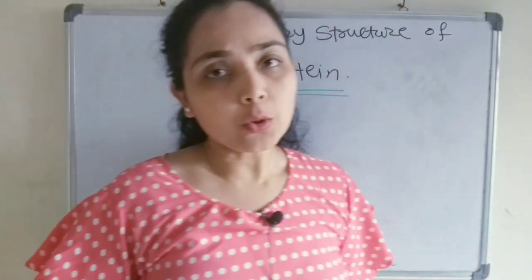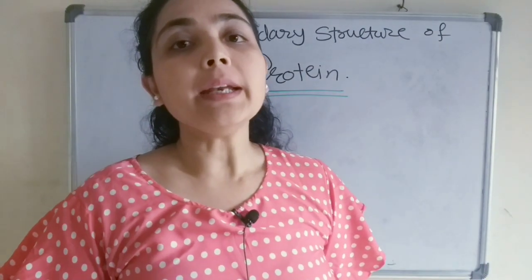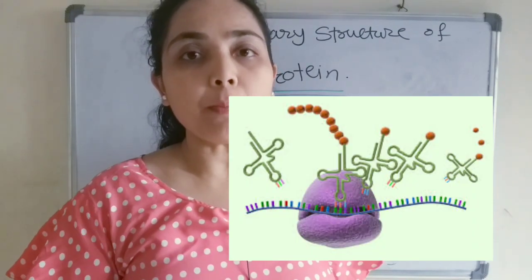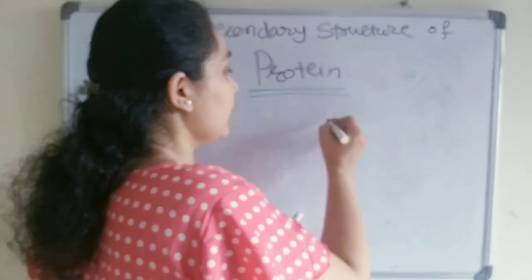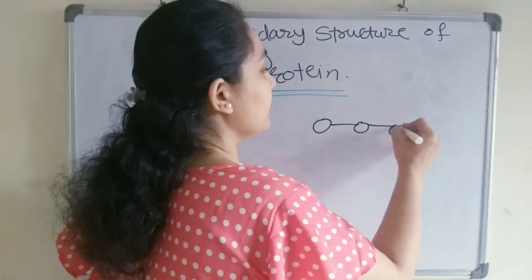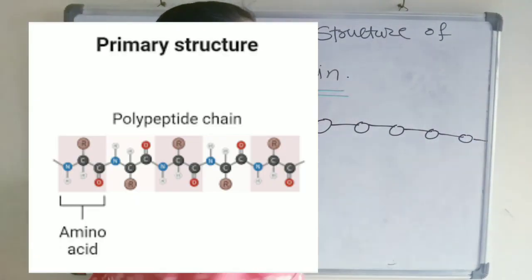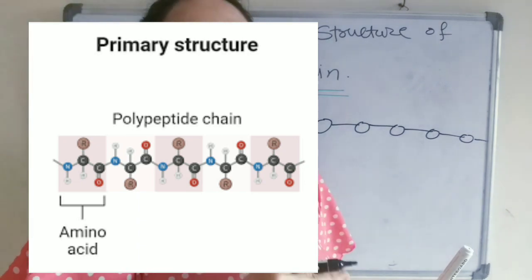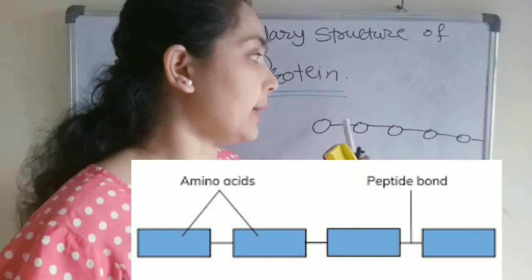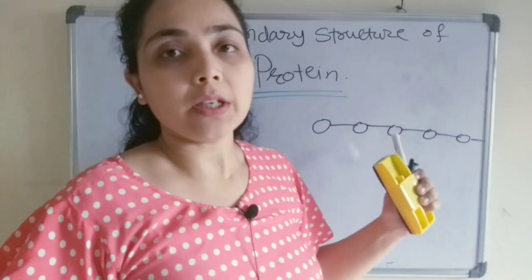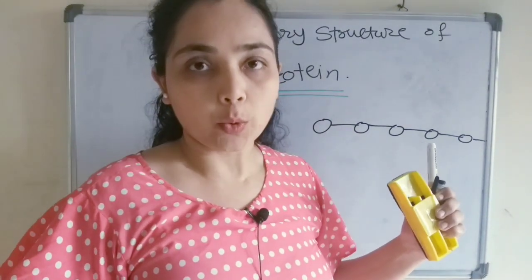Protein, we all know that the synthesis of protein is a continuous step and it is formed by the process known as translation. So through translation, we will get the polypeptide chain where the monomer is amino acid. All the amino acids are linked together by a bond. That bond is known as a peptide bond, and this structure is known as the primary structure of the protein.